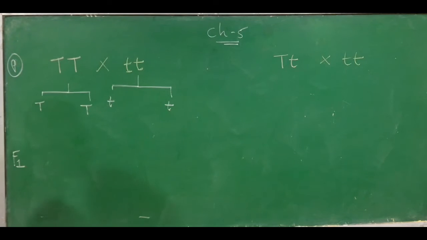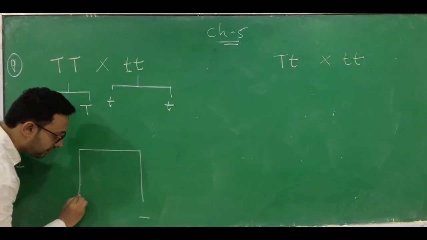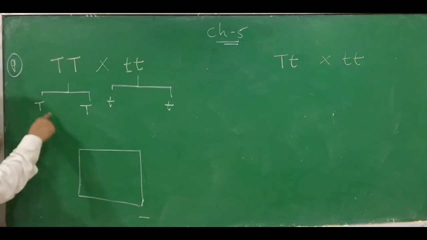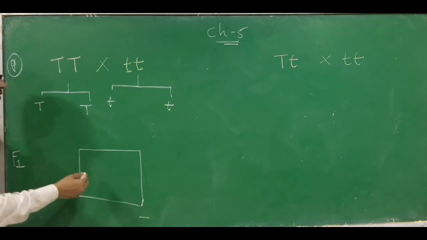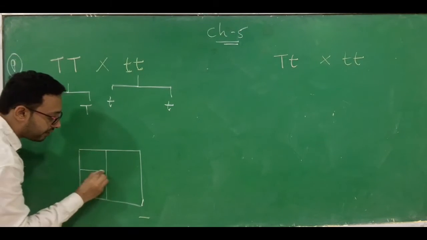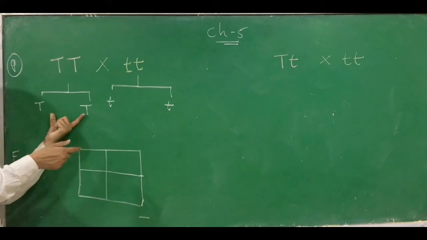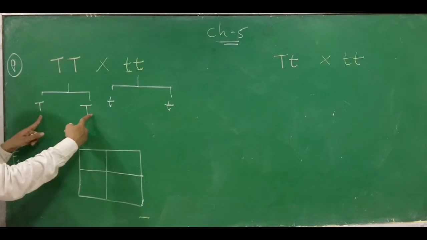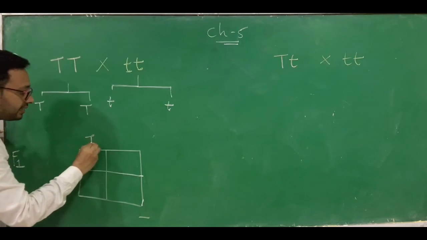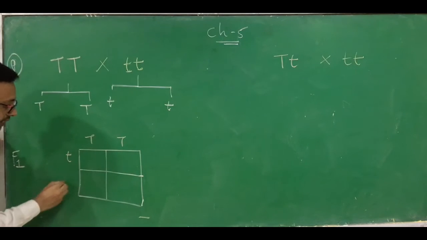I will show you with the Punnett square method. You know that the Punnett square method means you have to draw a square first. Here 2 into 2 means how many possibilities are there? 2 into 2, 4. So I have to make 4 squares. Clear? On one side I have to write the gametes of one plant, on another side the gametes of another plant. So here the gametes of one plant is capital T, and the gametes of another plant is small t.